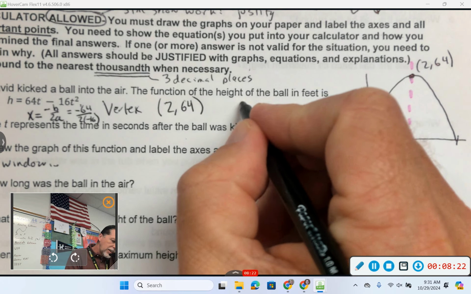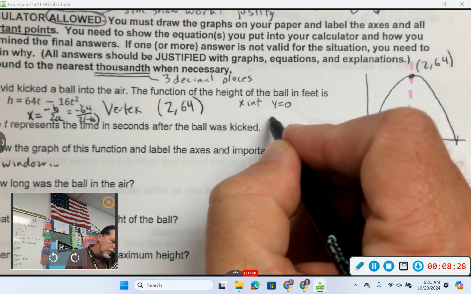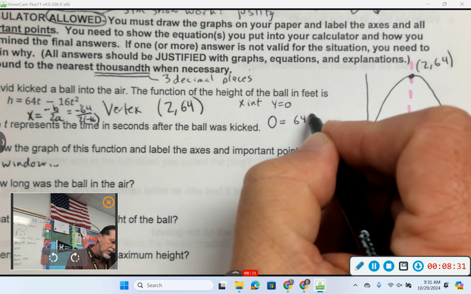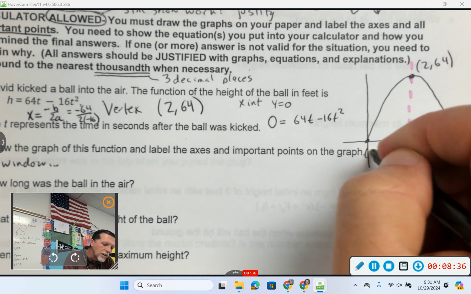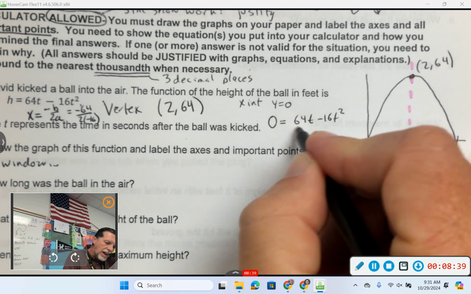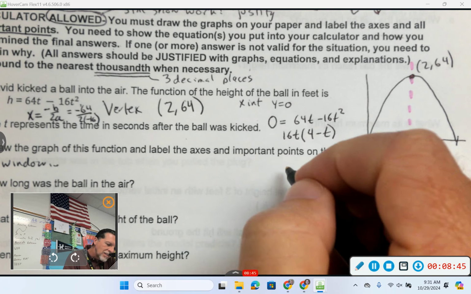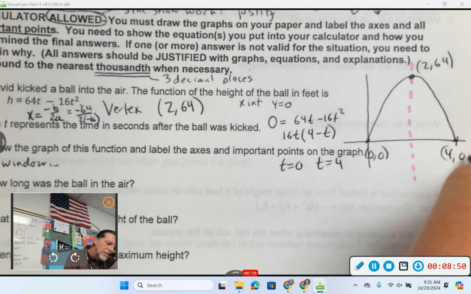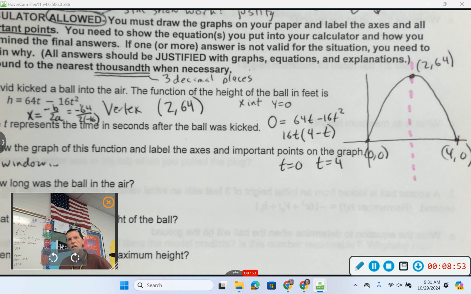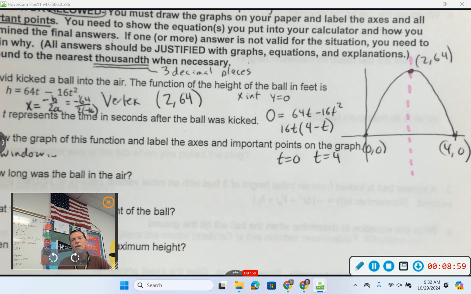Let's see. X-intercepts would be where y equals 0, or height equals 0. Now you can kind of tell by looking that one of them's at 0, 0. And that makes sense. If I factor out 16t, I get t equals 0 and t equals 4. There's my other one. 4, 0. Okay, so I'm using my calculator, but I'm also using my algebra and justifying, showing what this stuff is, what it means.